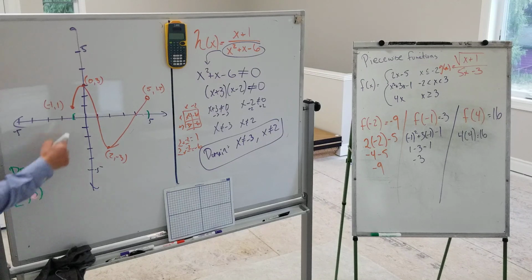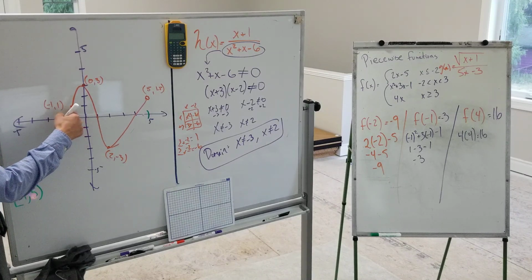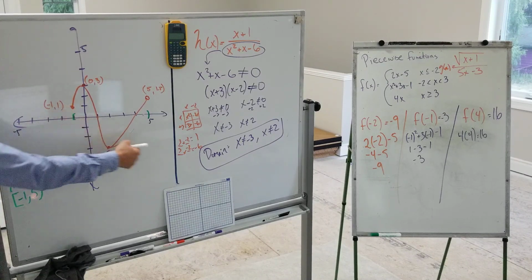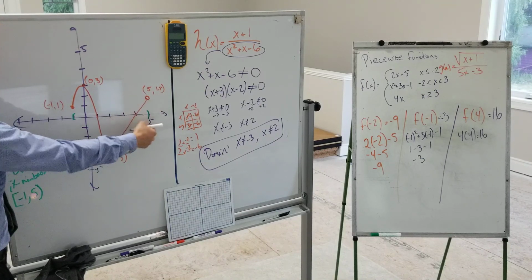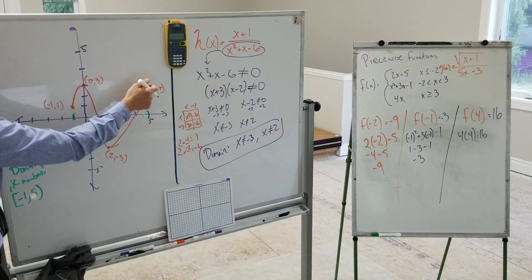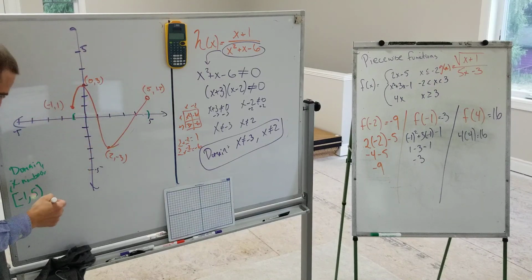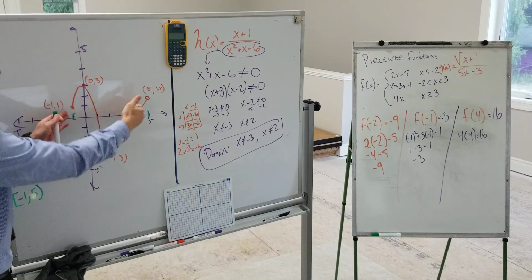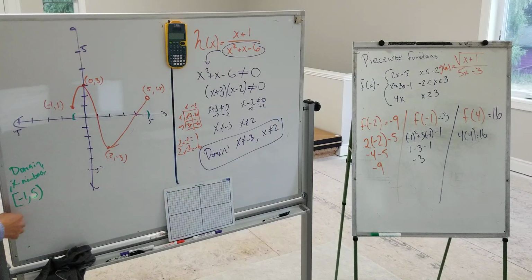That means -1 is included in the domain. The smallest x number is -1. 5 is not included because x equals 5 is not part of the graph. There's an open dot right there, a hole. But everything in between is included. So that's what this is saying here.